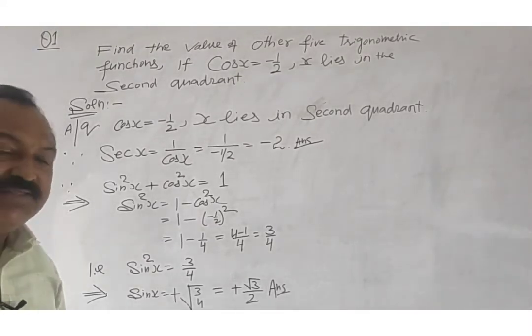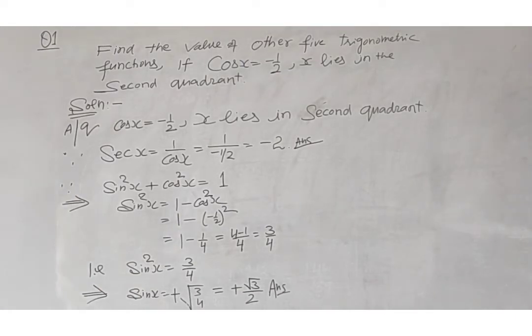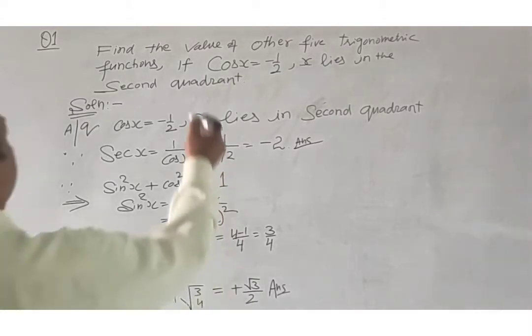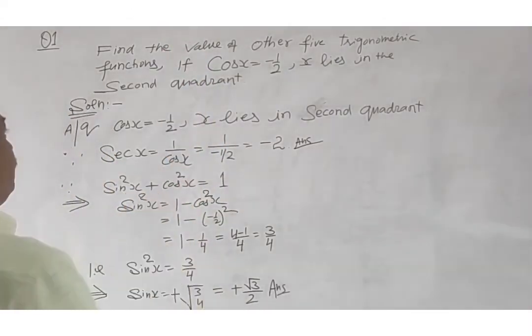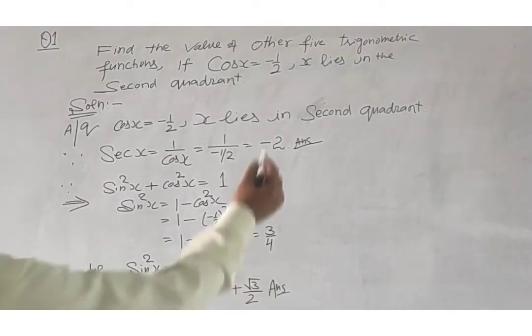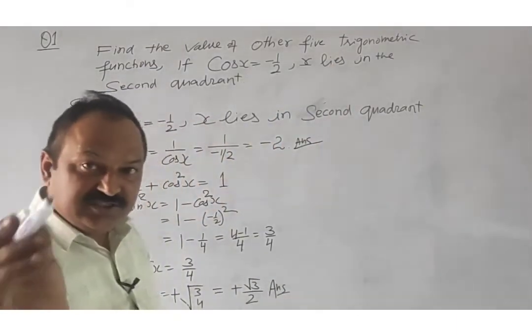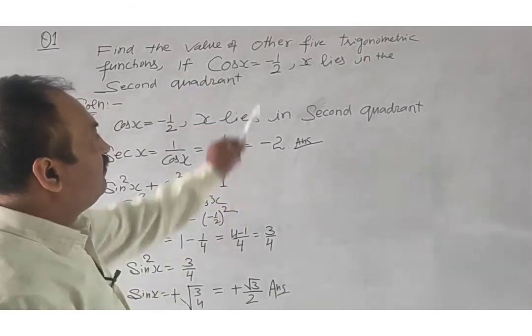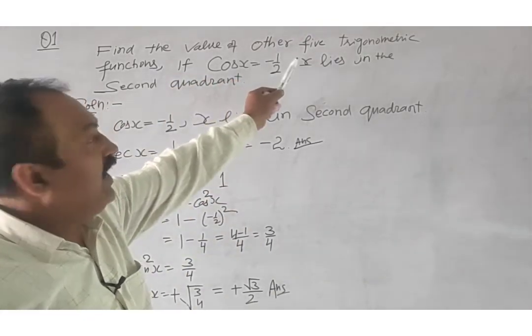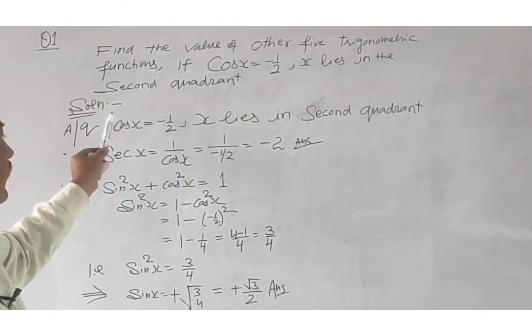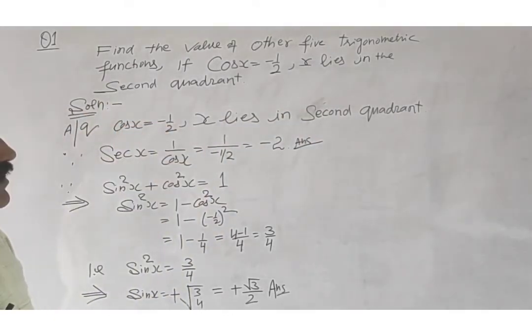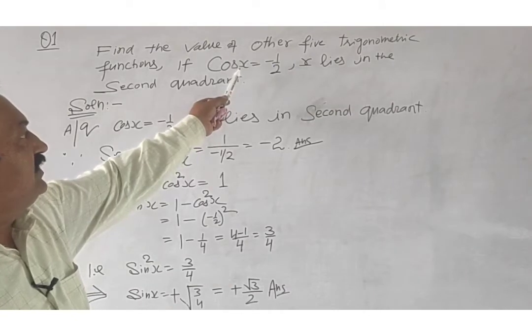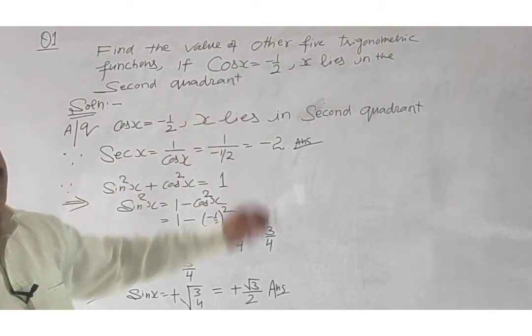Now let us discuss the exercise 3.2, question number 1. Find the value of the other 5 trigonometrical functions if cos x is minus 1 by 2 and x lies in the second quadrant.